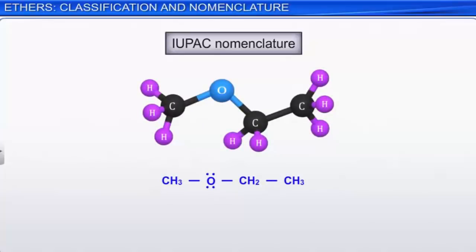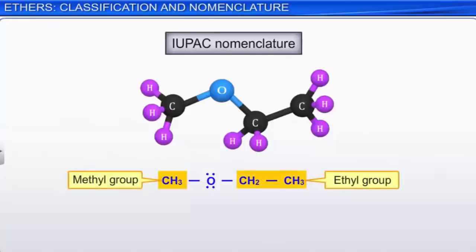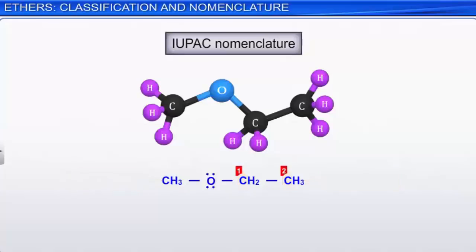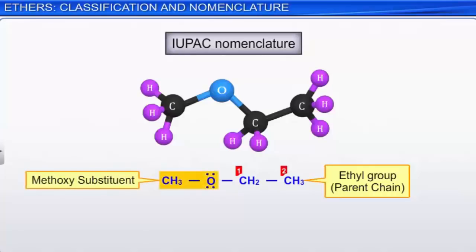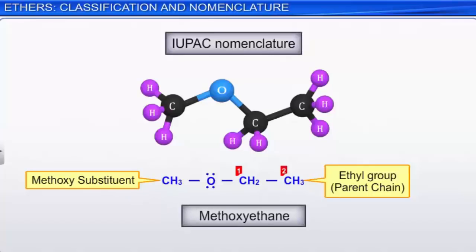Consider the molecule shown here. It has a methyl group and an ethyl group. The ethyl group contains more carbons. Therefore, the ethyl group is considered to be the parent chain with a methoxy substituent. In the IUPAC system, this ether is named methoxyethane.